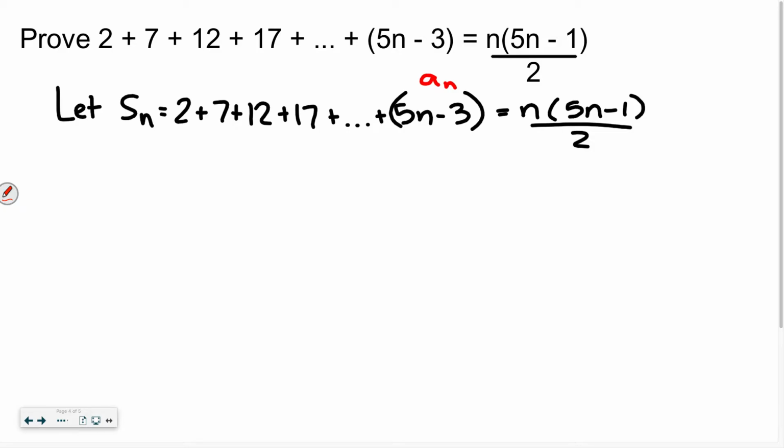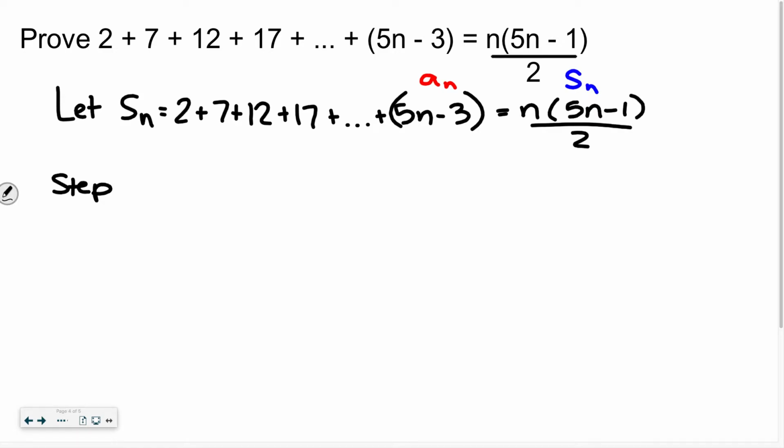The other bit of information in the s sub n statement is the formula for the sum of the series, which is what we're working to prove. So the sum of the series is equal to n times 5n minus 1 all over 2. And that's saying if I did 2 plus 7 plus 12 plus 17 and I actually added up n numbers, that would be equal to my sum. Okay, so once you introduce your proof to everybody, you're ready to get started.